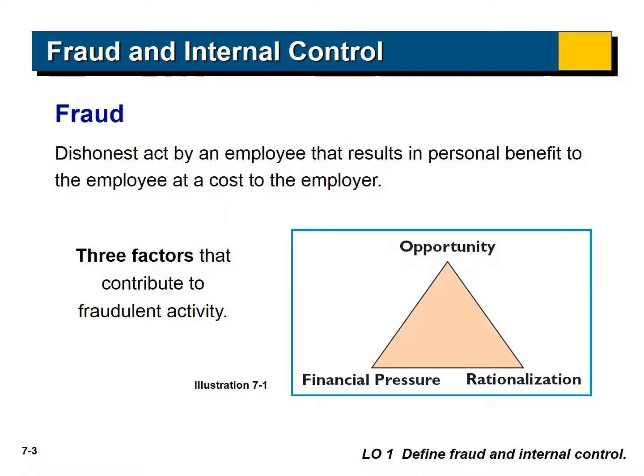So we talk about fraud, which is defined as a dishonest act by an employee that results in personal benefit to the employee at the cost to the employer. And that would include things like theft. Three factors contribute to fraudulent activities. The employee feels like there's a financial pressure, say can't pay his bills, so has some opportunity to commit fraud, and then later on rationalizes it. Well, I've been with the company a long time, they owed me, that kind of thing.